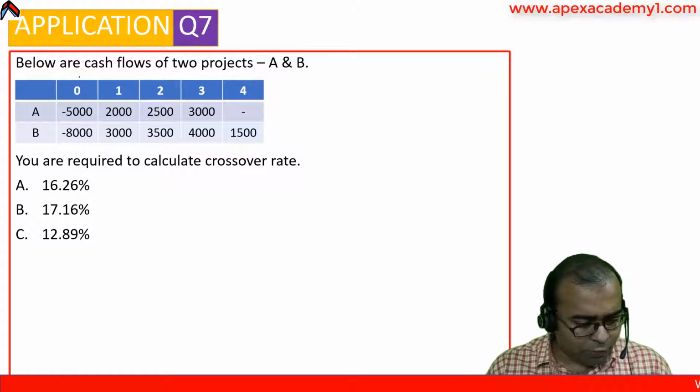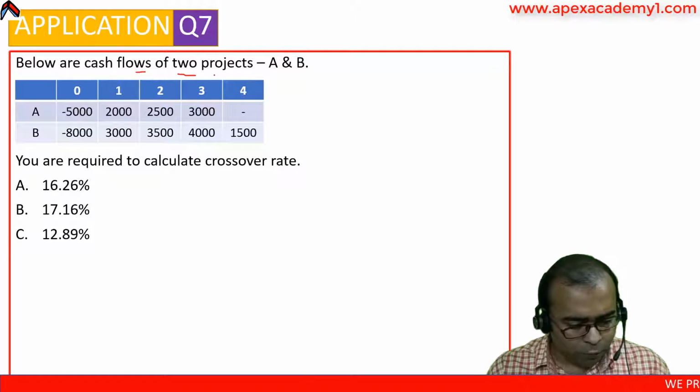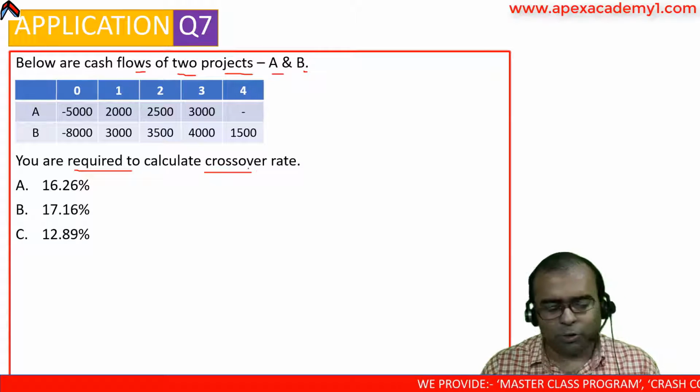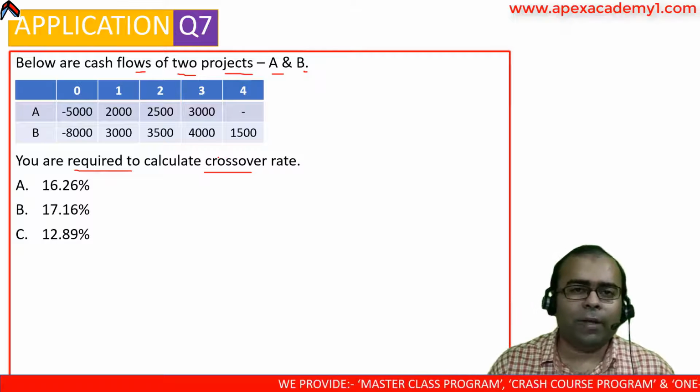Below are the cash flows of two projects A and B. You are required to calculate the crossover rate. So, what do you mean by crossover rate?